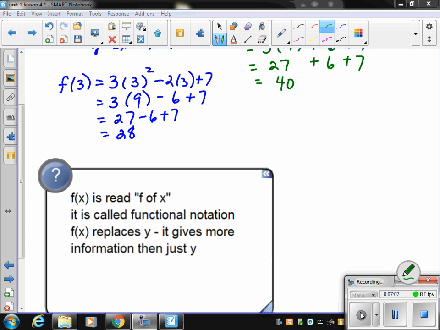f of x, or f at x, is function notation, and the f of x replaces the y, and it gives more information than just y. It tells you its name, and the x tells you the domain variable.